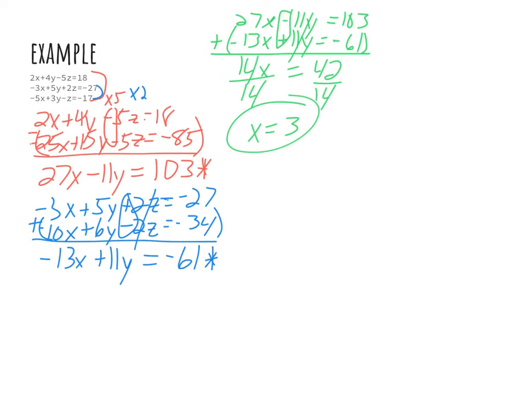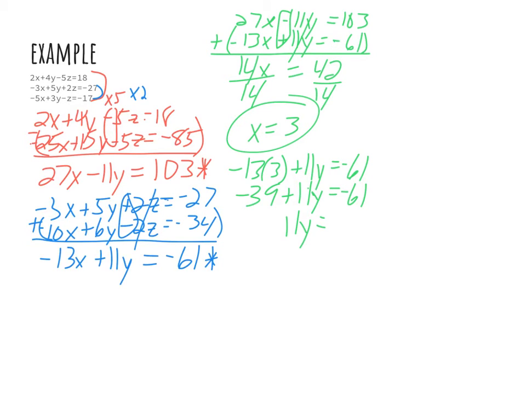Plugging that back into one of my original equations, I got negative 13 times 3 plus 11y is equal to negative 61. Multiplying these together, I get negative 39. Adding 39 to both sides, I get negative 22. Divide both sides by 11, and I get that y is equal to negative 2.